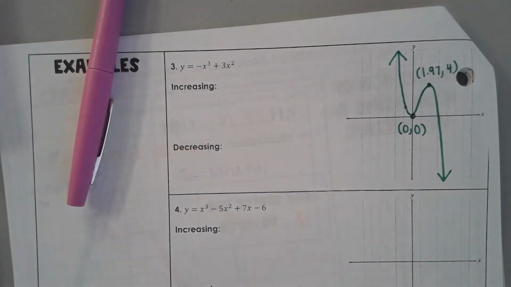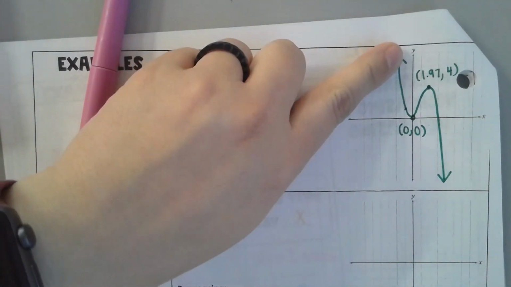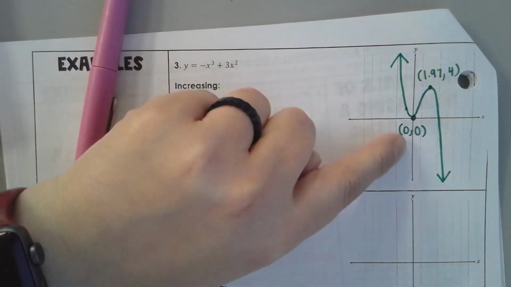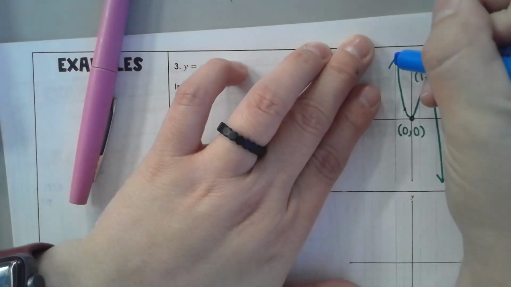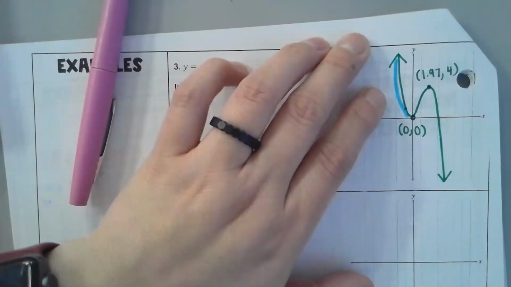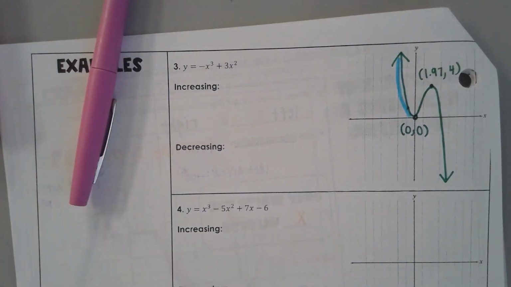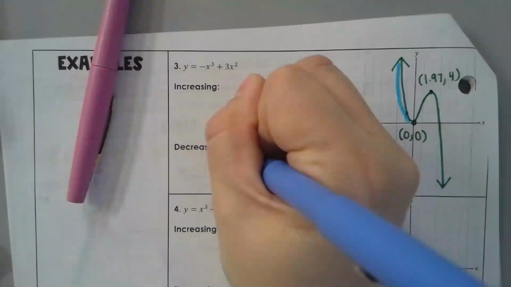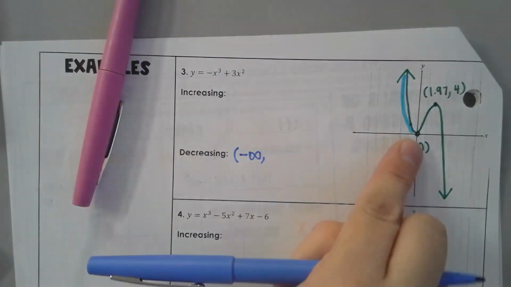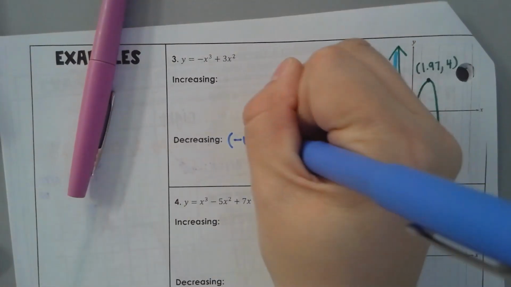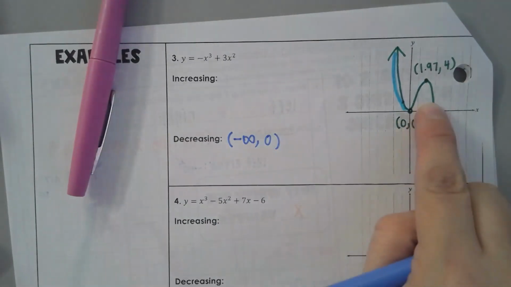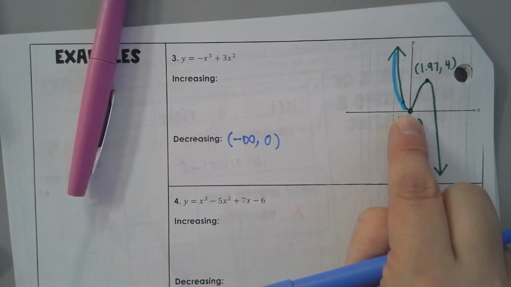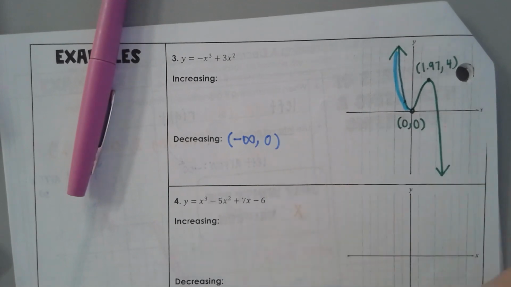If I start tracing with my finger, I'm going to be going down. I am going to be starting out decreasing. So where does it start decreasing? It's going to be negative. Even though it's pointing up, we don't care about up, down. We know it's pointing to the left, and left is negative. So negative infinity. Where does it stop? 0, 0. This x value of 0. If you don't write these coordinates in, you're not going to remember what those points are. It's just a lot easier if you put them on the graph.